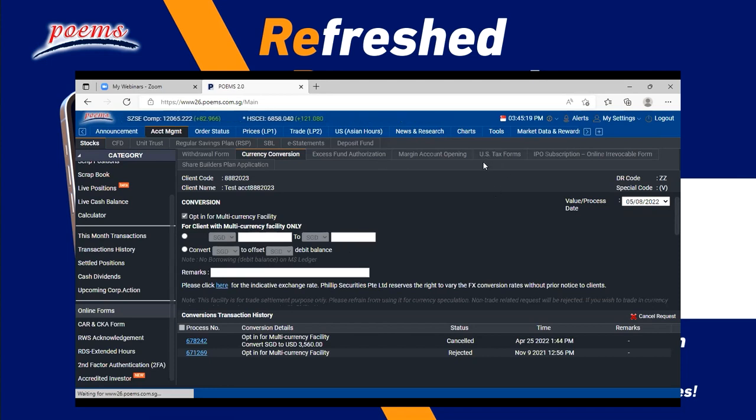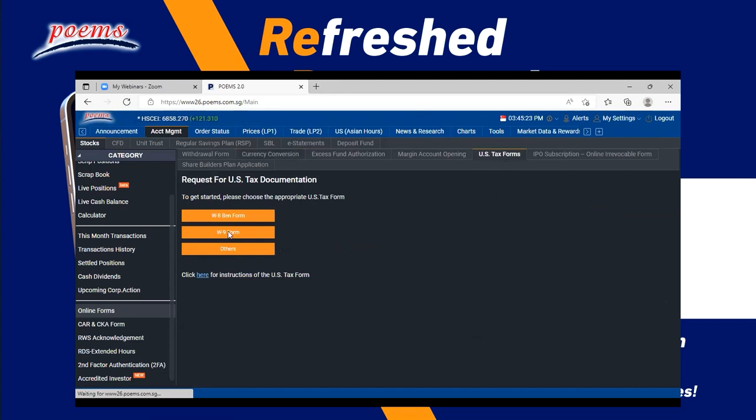For the next thing, maybe most of our investors are interested in trading the US market. The important part is that you need to fill up the W-8BEN form if you want to trade the US market. This form is for you to declare that you are not a US citizen, because US citizens are not allowed to trade US shares outside of the US. So this is the purpose of the W-8BEN form.